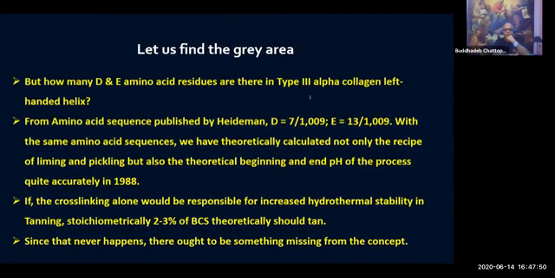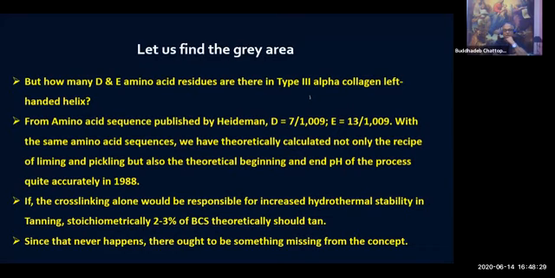How many aspartic acid and glutamic acid amino acid residues are there in type 3 alpha 1 left-handed helix collagen? Heidemann has published the entire amino acid sequence of type 3 alpha 1 left-handed helix, which consists of 1009 amino acid residues in a polypeptide chain, out of which aspartic acid has only 7 residues and glutamic acid only 13 residues in 1009.